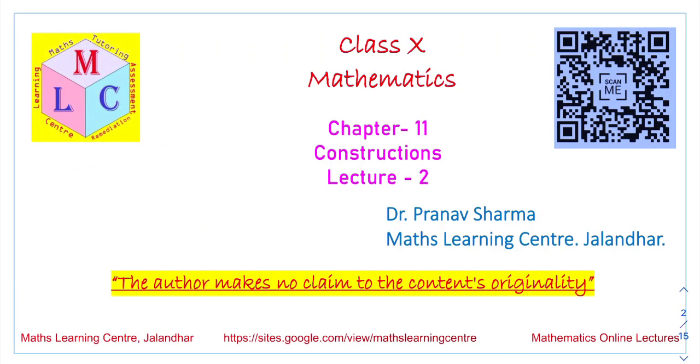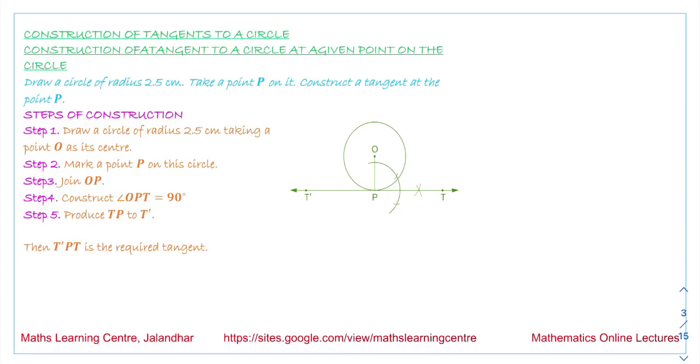Next, we are going to start the next lecture of chapter 11, class 10th mathematics, constructions. In this lecture, we will talk about the constructions of tangent to a circle. So, the first construction we have is to construct a tangent to a circle at a given point on the circle. A circle is given to us and a point on that circle is given, and we have to construct the tangent.